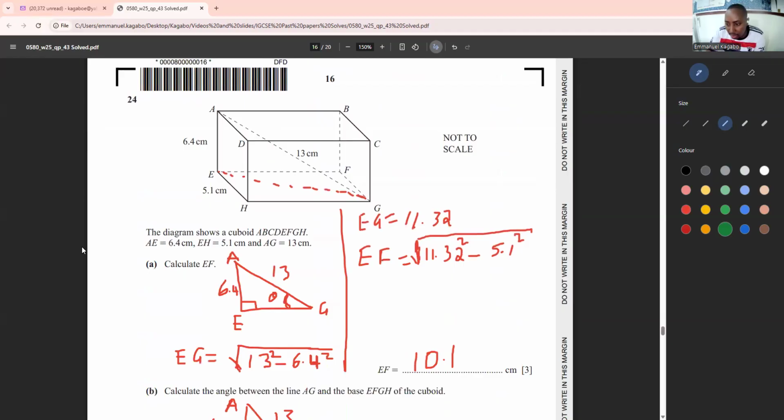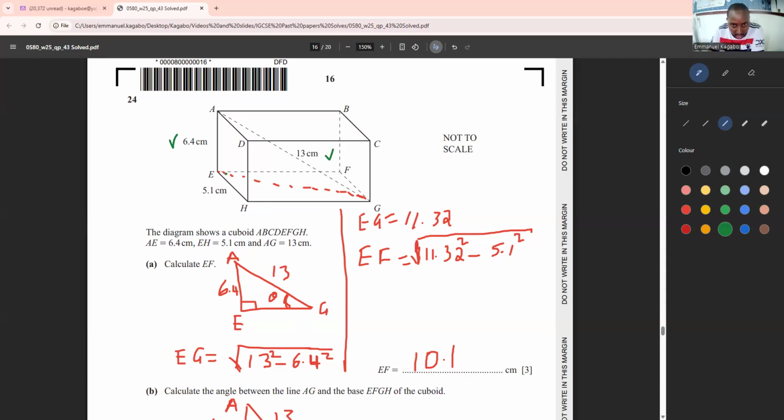Thank you. Question 24. 3D shapes, okay, of trigonometry. They said find EF. Now, in the question here, they gave you this side, they gave you that and that. So the easier way is to draw your right angle triangle and then work out. I decided to draw a right angle triangle straight. You see that? Come down and then you make a right angle triangle. So this is E, this is A, and this is G. So this is 6.4 and this is 13, as you can see here.